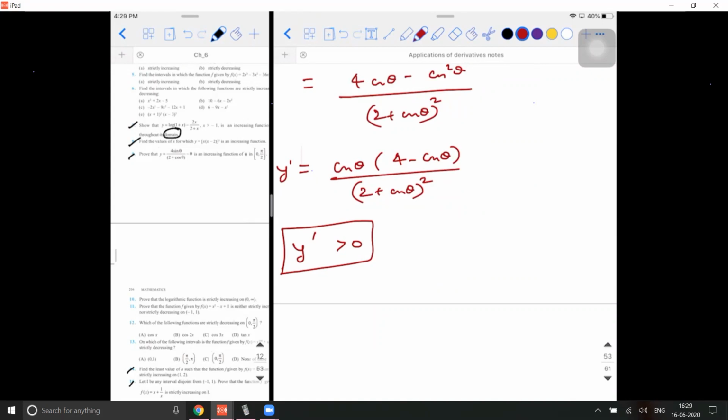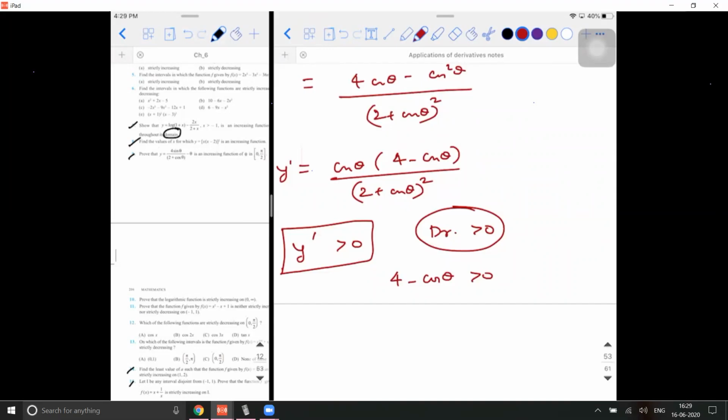Now in this case, what is happening? Denominator by default is positive. Is this clear? Denominator by default is positive. What can you say about the numerator? I'm writing an expression like this. Tell me if you're not clear. I'm saying 4 minus cos theta is also always positive. Is there any doubt on this?